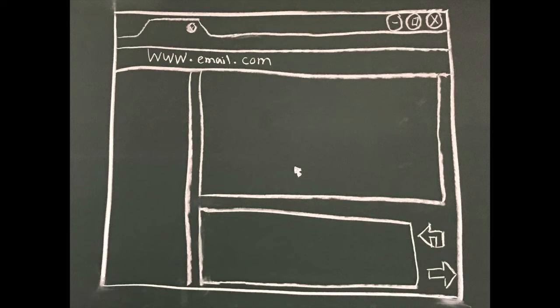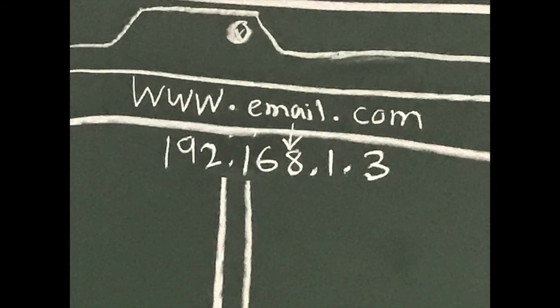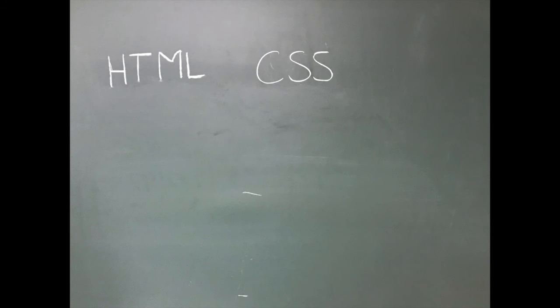First, she types the URL for the website, which becomes translated into the IP of the email website. Then, the website sends the information back when the page is loading in 3 languages: HTML, CSS, and JavaScript.